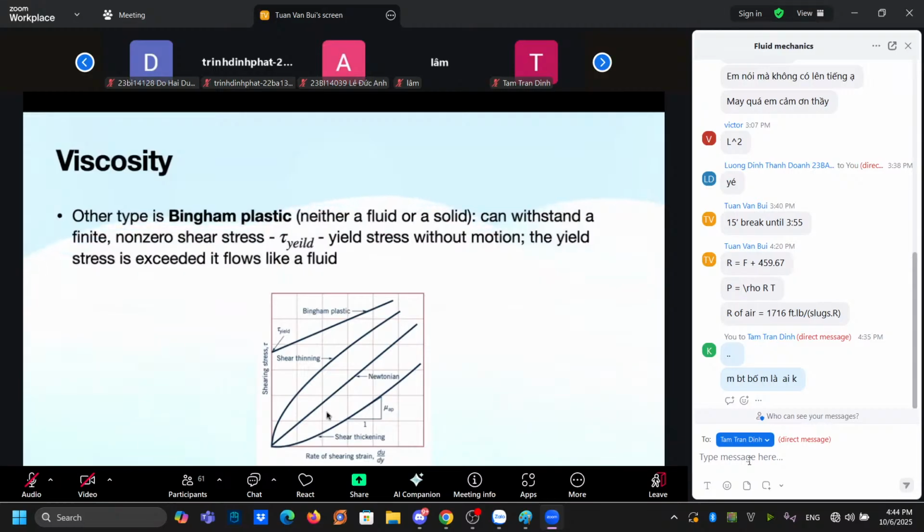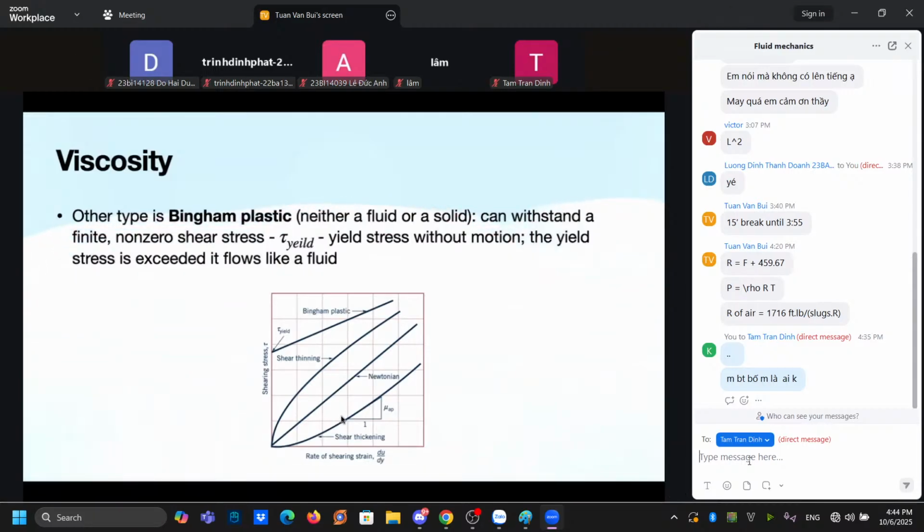So we can see some examples of shearing stress versus the rate of shearing strain for fluids. Here you have the Newtonian fluid: a linear function, a straight line. Non-linear will be a curve. For the Bingham plastic, when the stress exceeds some critical value, then the rate of shearing strain and shearing stress have a linear relationship. That is the Bingham plastic.